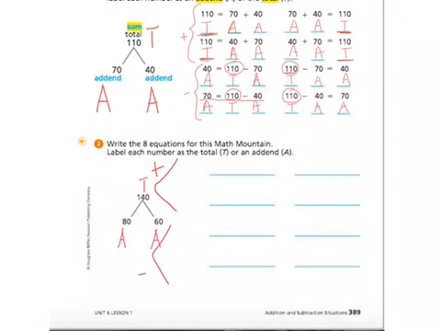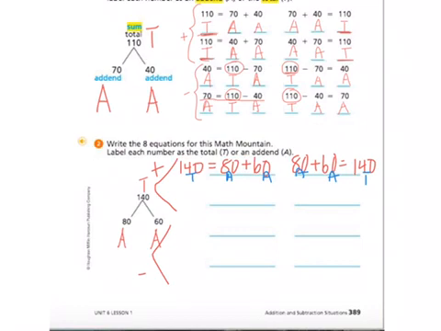So just like they did at the top, we're going to start out with the 140 as the first number equals 80 plus 60. And then they switched it around and they said 80 plus 60 equals 140. And then they also asked you to label each of them. So you're going to do a T, an A, an A, an A, an A, a T. So let's do the next line.